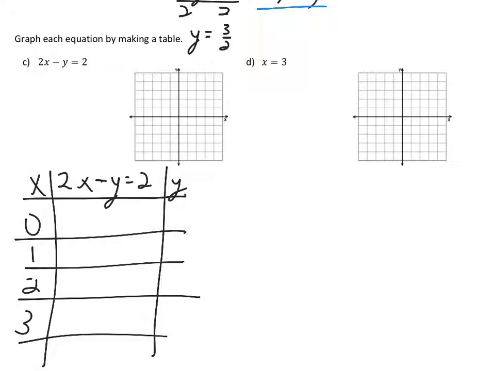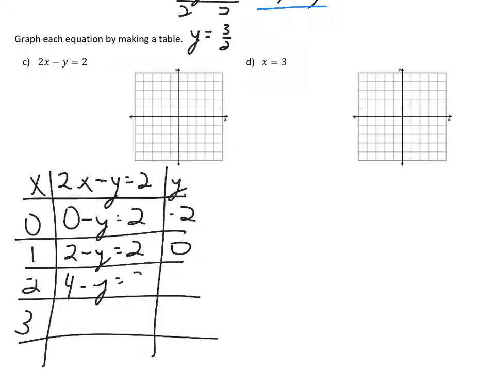So let's say 0. Wherever we see an x, we're going to plug in 0. So 2 times x, 2 times 0 is 0. So this really says 0 minus y equals 2. What value of y will make that true? Negative 2 is our only option. Alright, let's try x as 1. So 2 times 1 is 2 minus y equals 2. What will make that true? 2 minus something is 2, only 0. Let's try 4 minus y equals 2. So 4 minus what will give us 2 is 2. And 6 minus y equals 2.